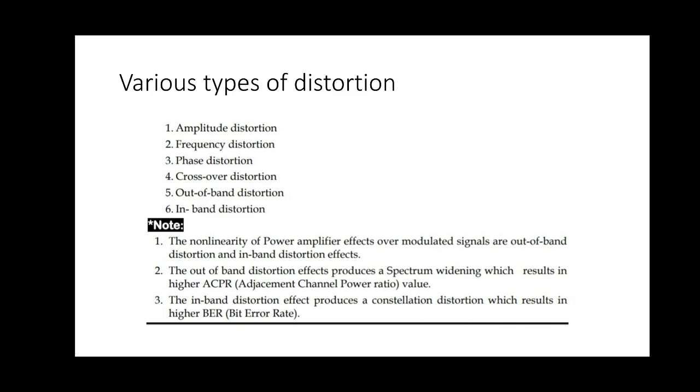Crossover distortion is caused by non-linearity of the input characteristic of the transistor. The transistor does not turn on at zero voltage applied to the emitter junction, but only when the emitter junction is forward biased by the cut-in voltage. The cut-in voltage is 0.3 for germanium, 0.7 for silicon. Harmonic distortion and phase distortion are the frequency distortions.